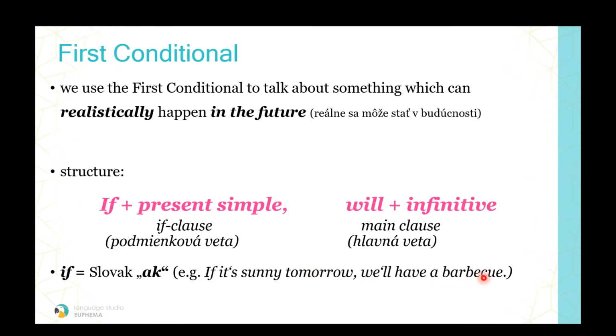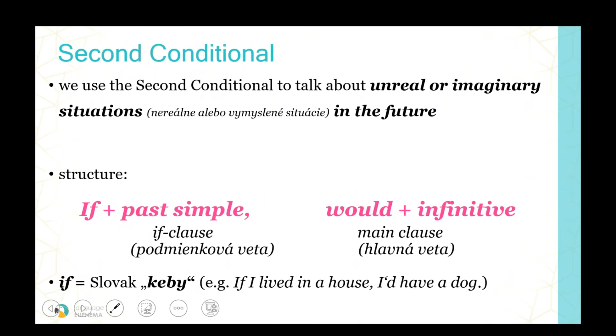And the main clause with will and infinitive. We will have, or we'll have, a barbecue. This is a realistic situation in the future, tomorrow. Now, let's contrast it with the second conditional.